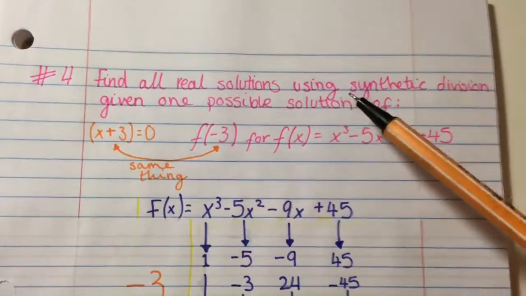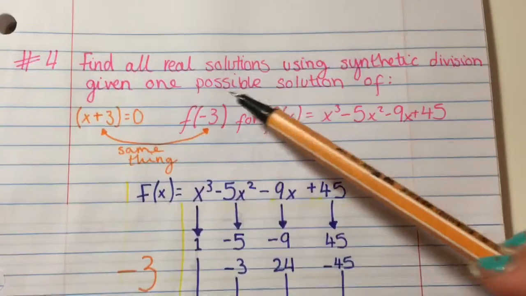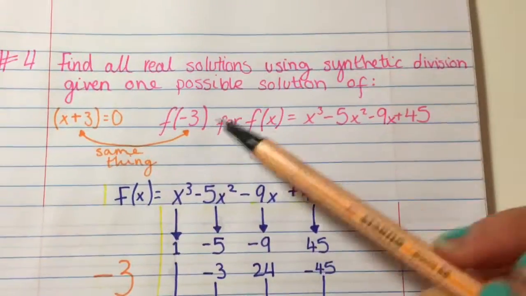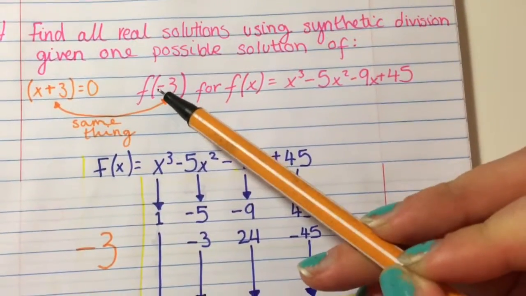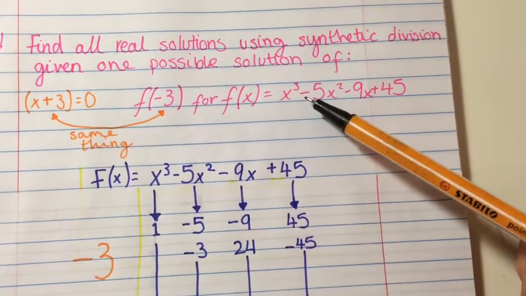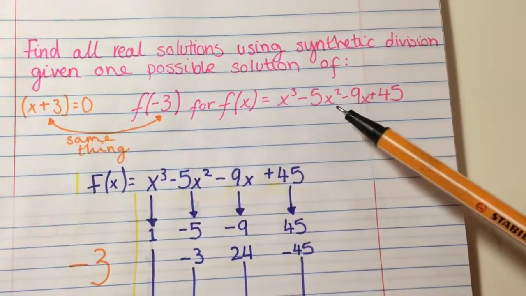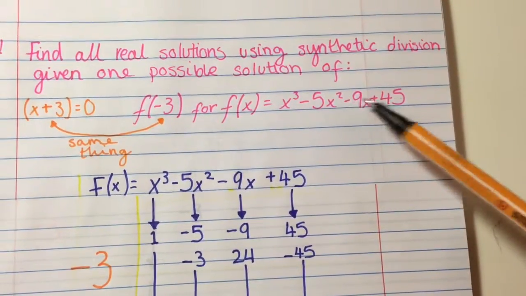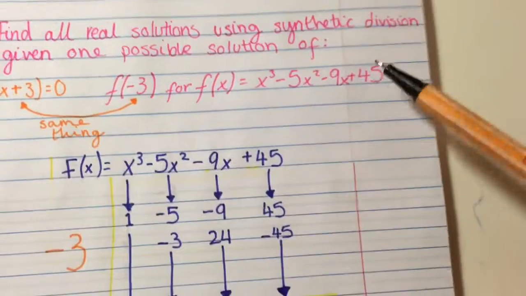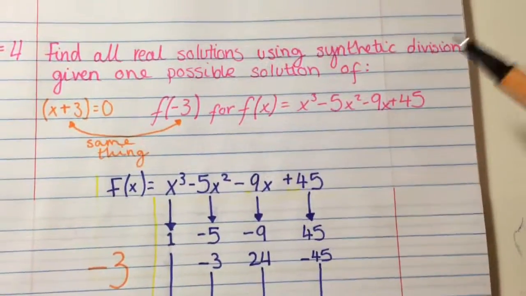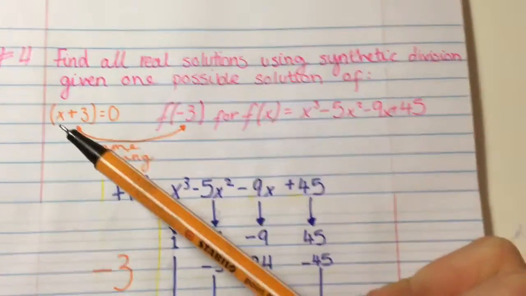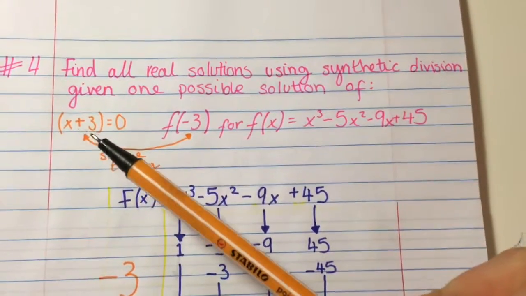Find all real solutions using synthetic division, given one possible solution of. Okay, so here's the problem equation, which says f of negative 3 for f of x equals x cubed take away negative 5x cubed, take away 9x plus 45. Okay, so then here I just reminded myself that f of negative 3 equals the same as this, x plus 3 equals 0.